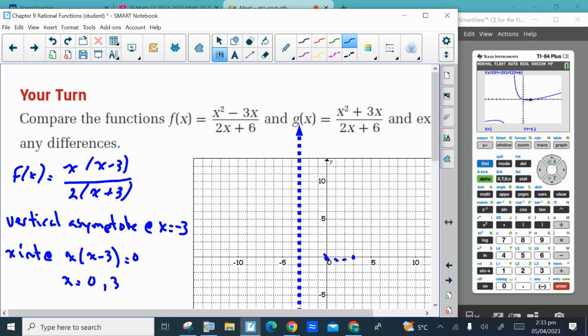When x equals negative 1, it's 1. When x equals positive 4, it's 0.3, and so on. So this arm of the graph would look something like that.